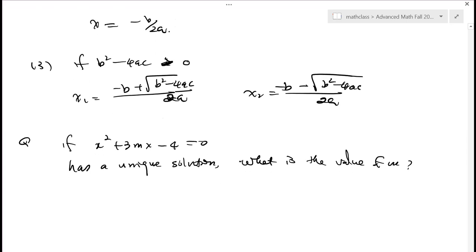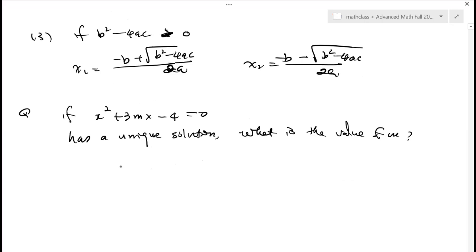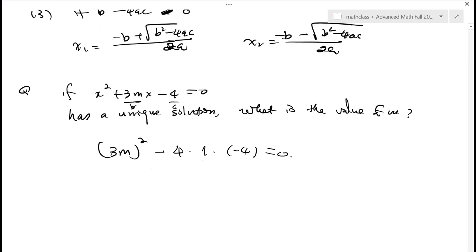Okay, so look at this, right? It has a unique solution only when b squared minus 4ac is 0. So that's a, that's b, that's c. So (3m) squared minus 4ac, okay, that should be equal to 0. Do you think it's possible? And then you get 9m squared plus 16 equals 0.